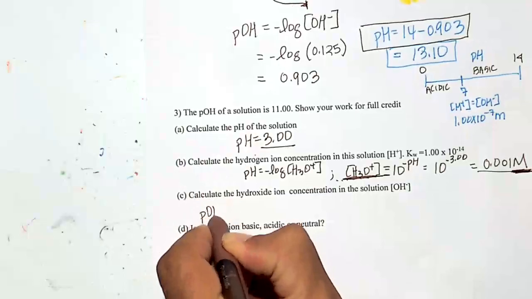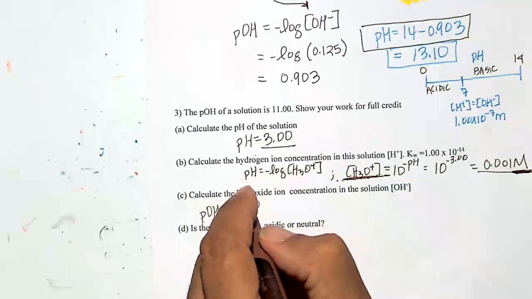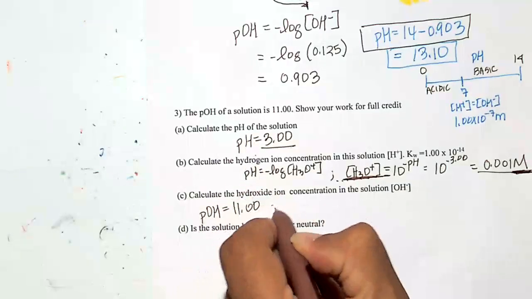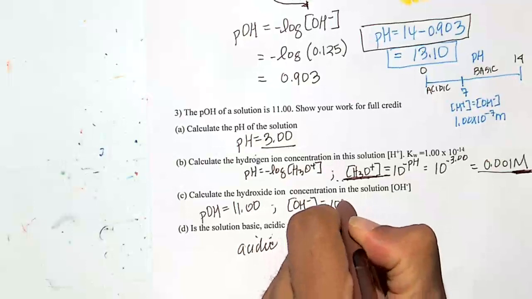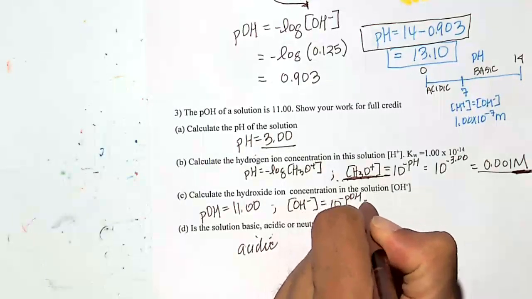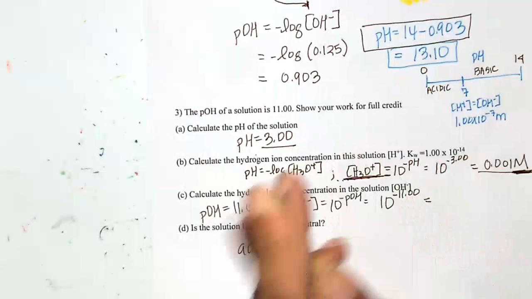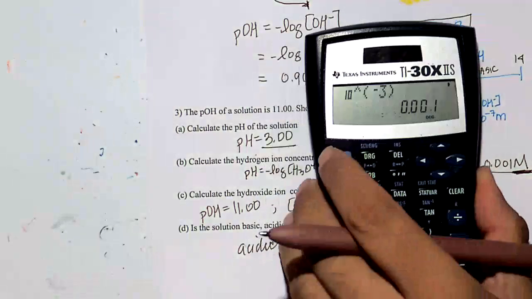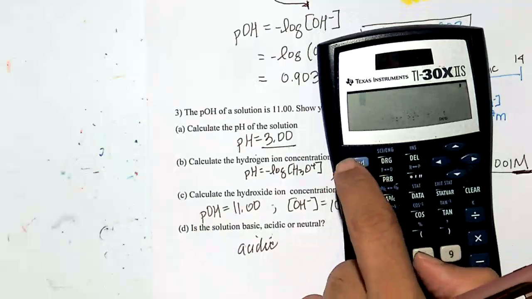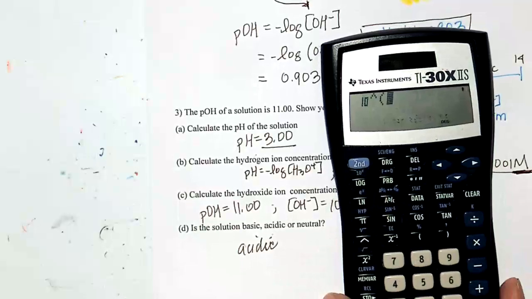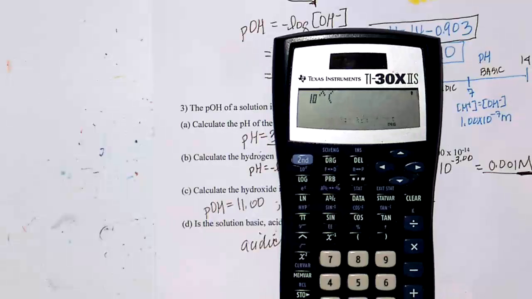So our pOH is going to be 11, because pH plus pOH is equal to 14. So OH minus is going to be 10 to the power of minus pOH, which equals 10 to the power of minus 11. And on our calculator, that is 1 times 10 to the minus 11 molar. So you're going to do shift log or second log, power of minus pOH, which is minus 11.